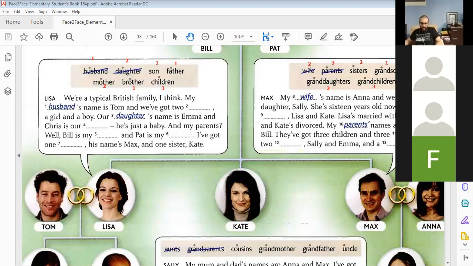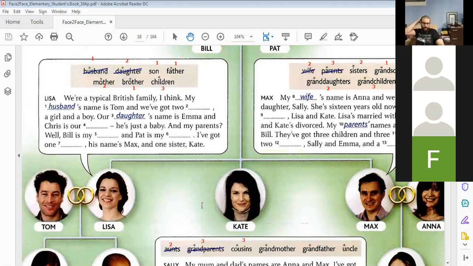Okay, now the last box, we have aunts. Are you sure? Two, female, yeah. The aunts, the maternal and paternal aunts. Okay, grandparents? Three, both. Good. Cousins? Three, male and female.